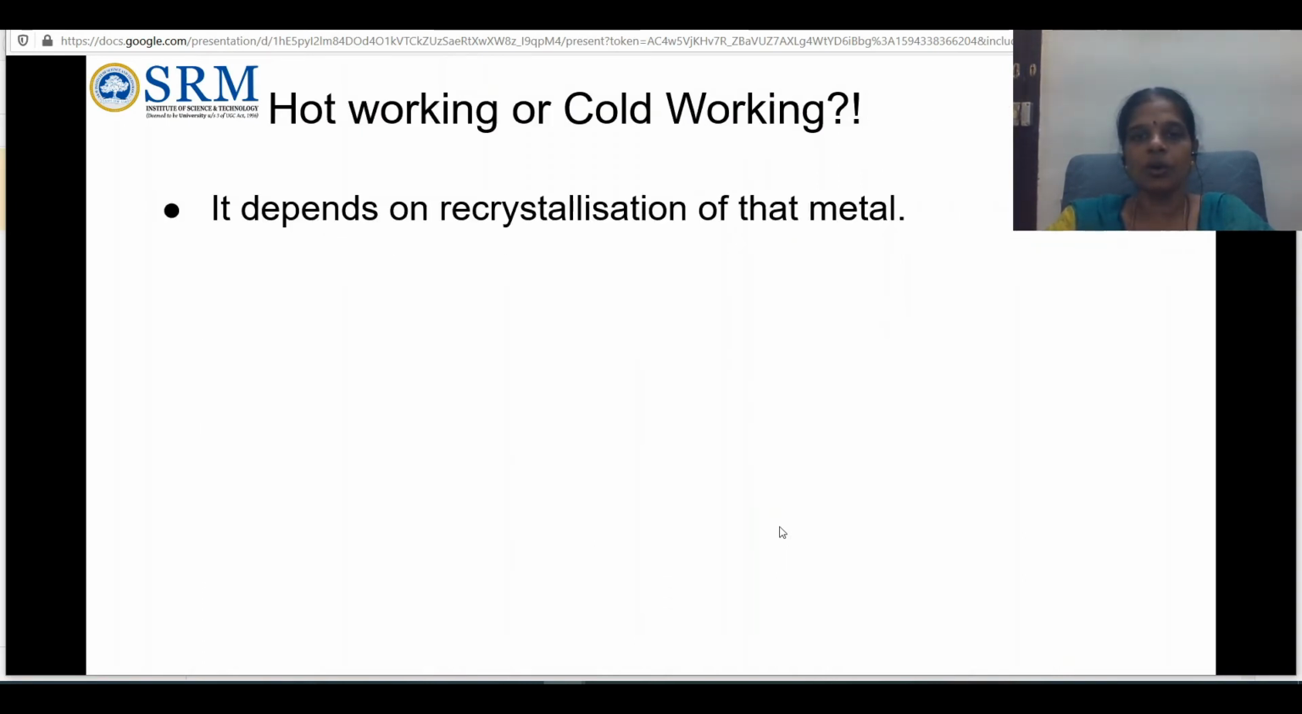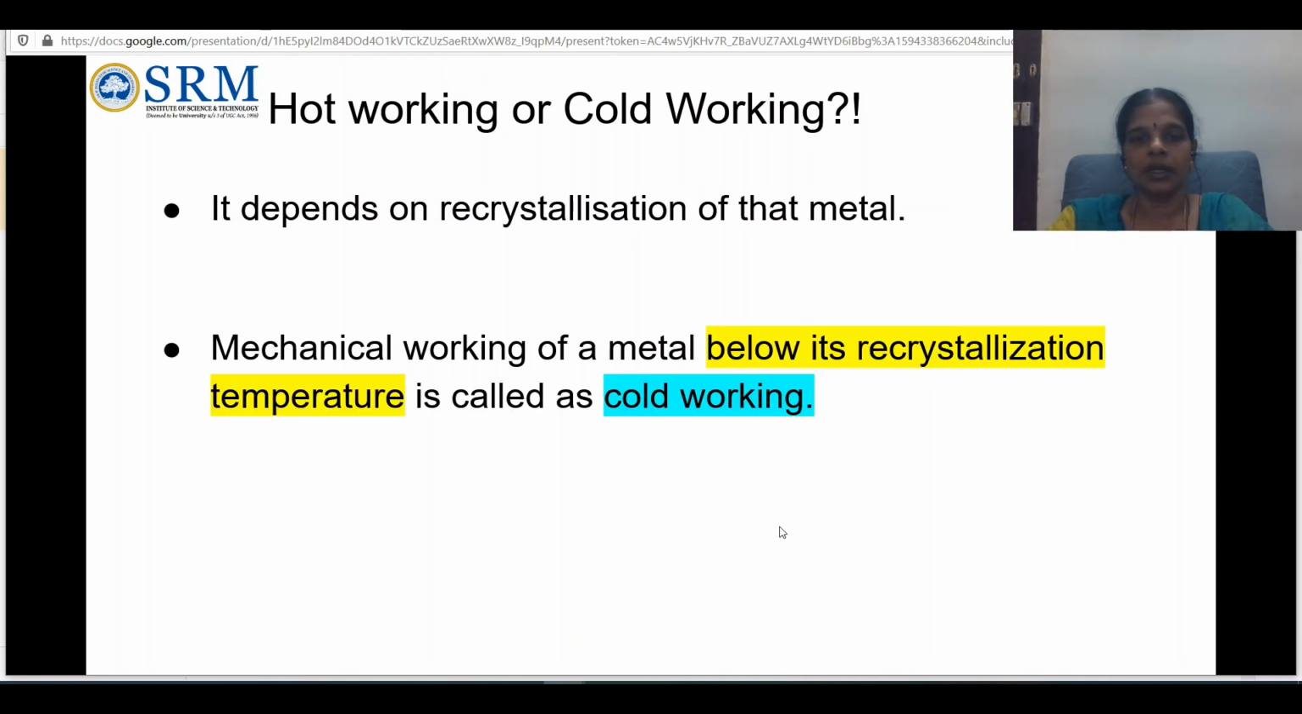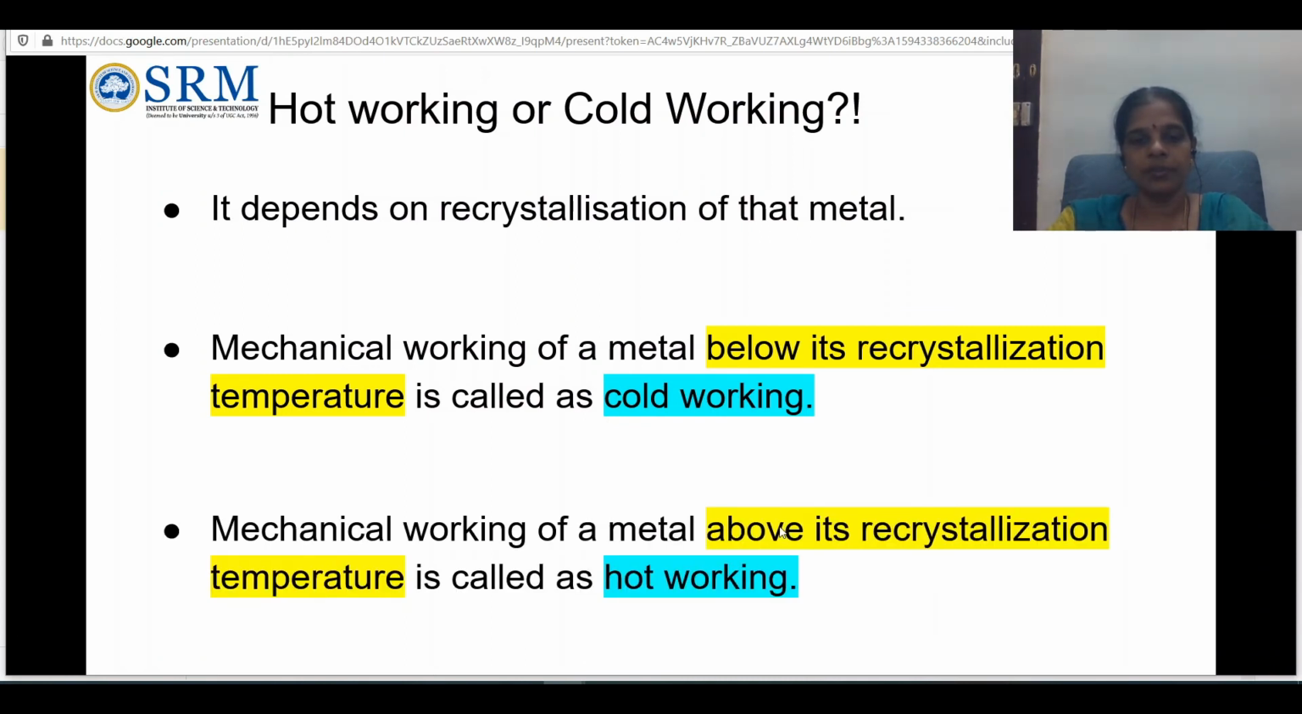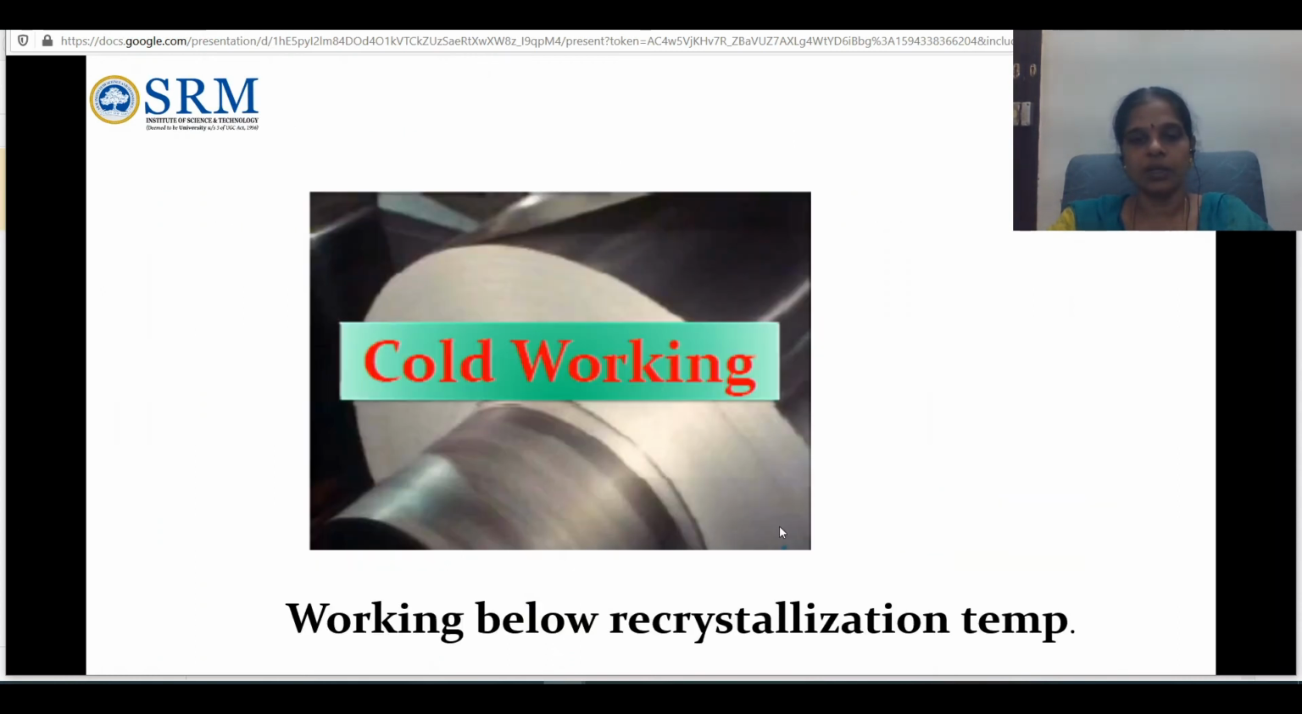So whether it is hot working or cold working depends upon the metal on which you are working. For example, as I said earlier, for lead and tin the recrystallization temperature is below room temperature, so even if you are working at room temperature, we call it hot work. To recap, the mechanical working of metal below its recrystallization temperature we call cold working, and if we are working above the recrystallization temperature of the metal, we call it hot working.